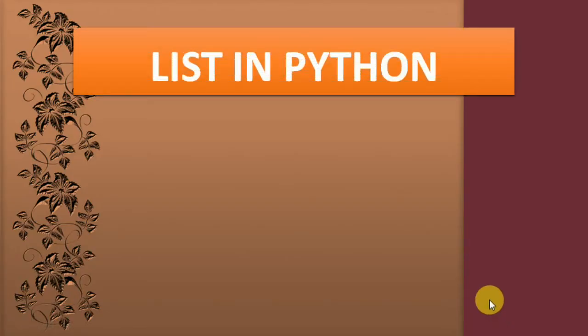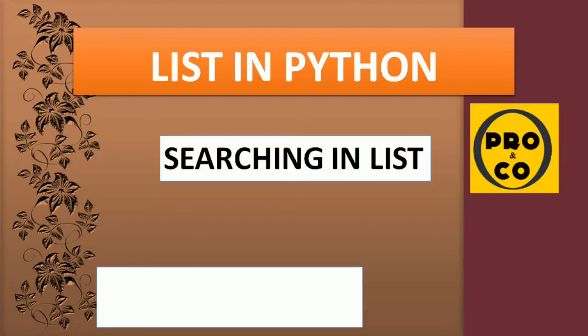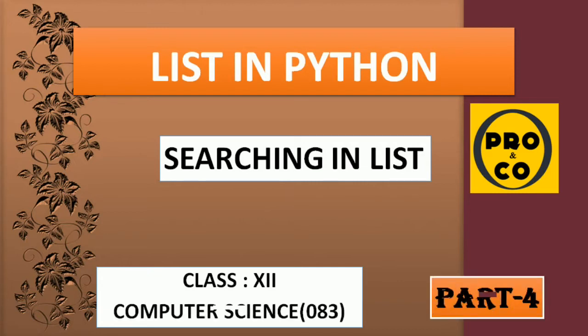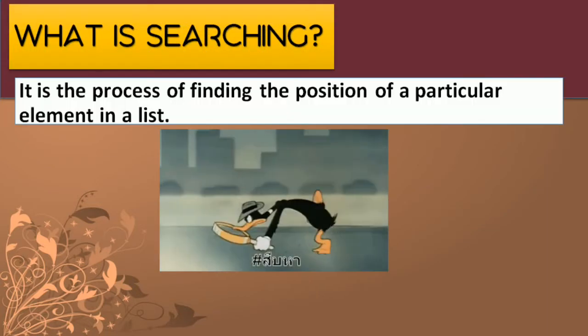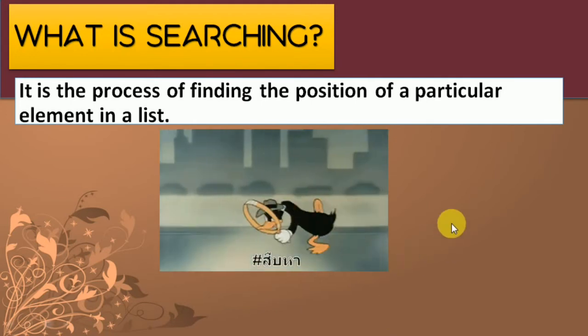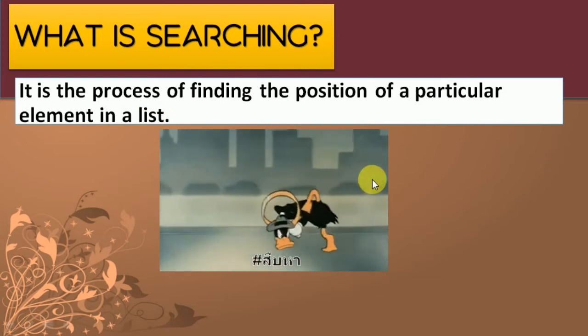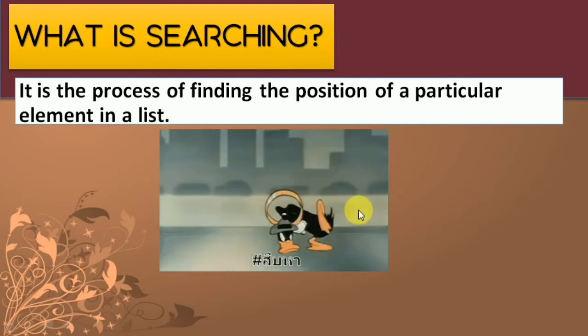List in Python, and in this list in Python we are going to discuss searching in list. First we need to know what is searching. What is searching? It is a process of finding the position of a particular element in a list. Means we are going to search an item or a value in a list.